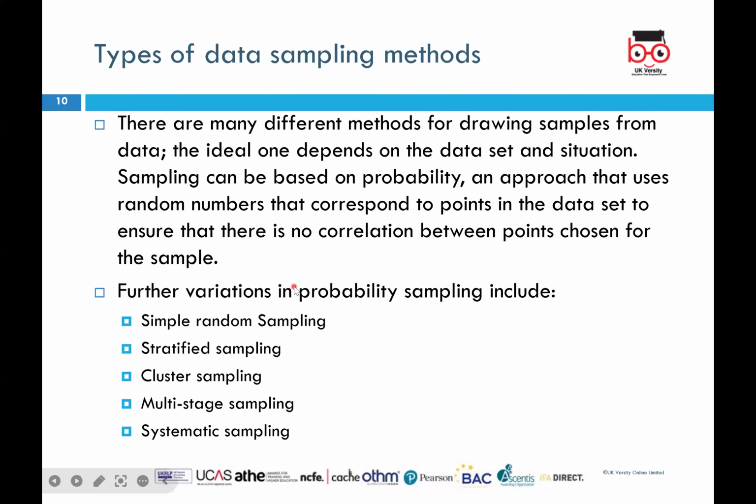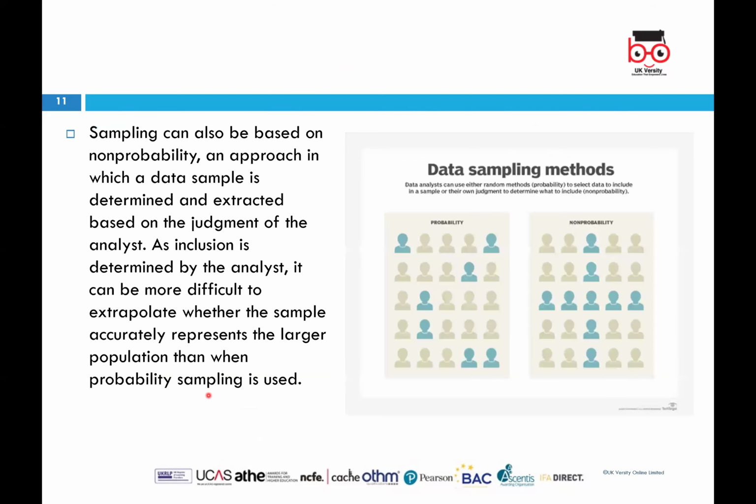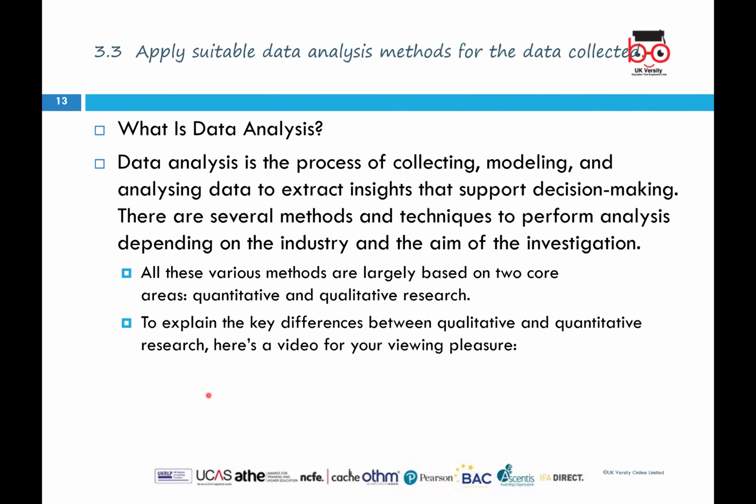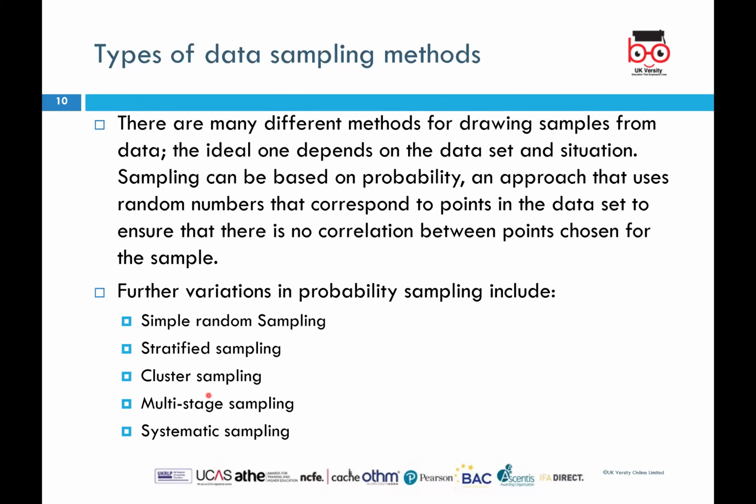There are different types of data sampling methods. There's simple random sampling, stratified sampling, cluster sampling, multi-stage sampling, systematic sampling. These are different methods of data sampling that you can do. I am not going into too much detail of this. Just remember that there are different methods, and these are probability sampling techniques. What is probability? Probability means that anyone in the sample has a possibility of being selected. So the best sampling technique is random sampling, where anyone has a chance of being selected in that sample.